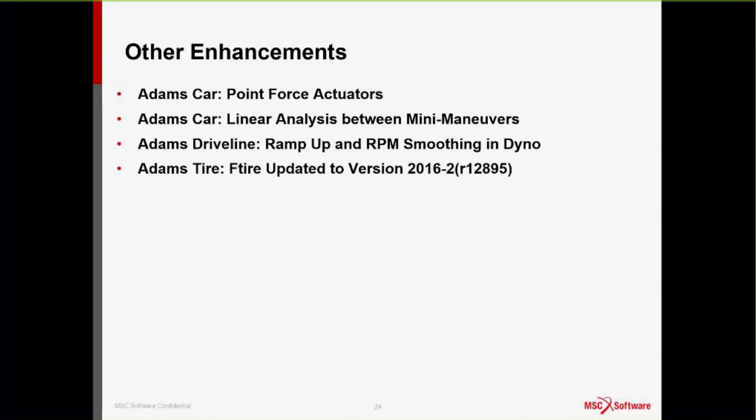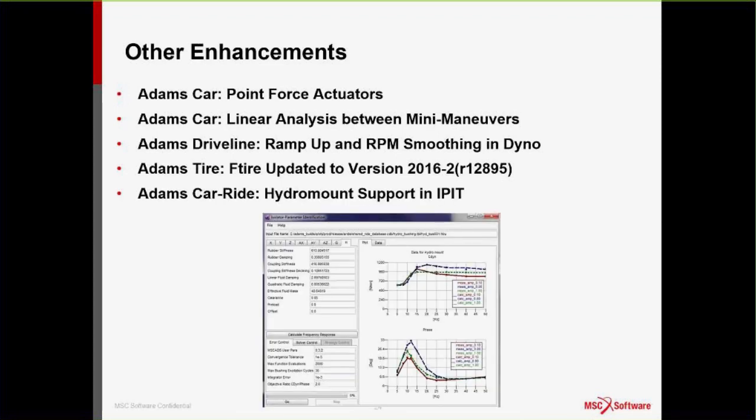Within Adams Tire, we've updated F-Tire to 2016.2. These are the usual F-Tire updates that we do with most releases. And then within Adams Car Ride, there is now hydromount support within the isolator parameter identification tool, the IPIT. There is an HPIT, the hydromount parameter identification tool, which supports the parameter identification of just the hydromount components itself. But if you take a hydromount into the IPIT, it can take into account the superimposed bushing effects as well as the preload and offset of the bushing. So the IPIT now supports those hydromount objects.